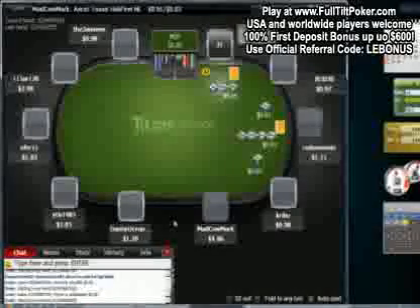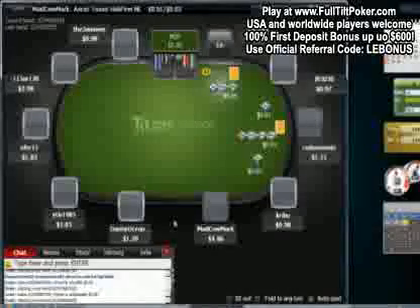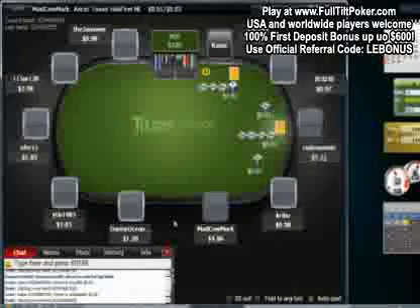I mean, what the hell's going on here? Look at it. Raised to 36. Blinds at 1 cent, 2 cent.